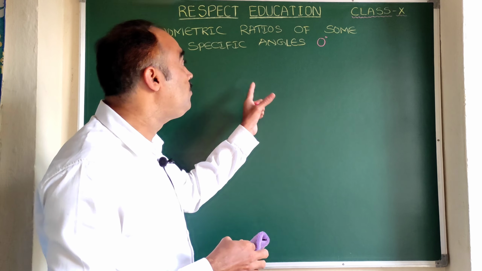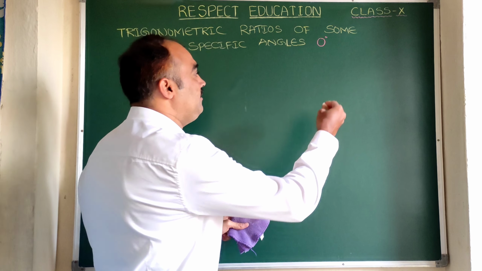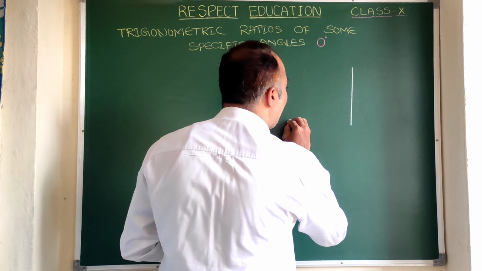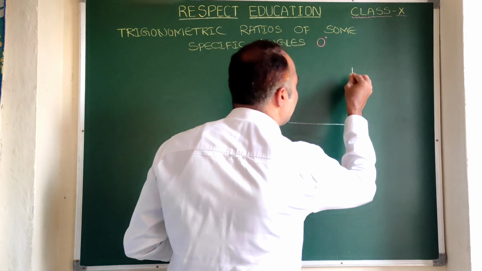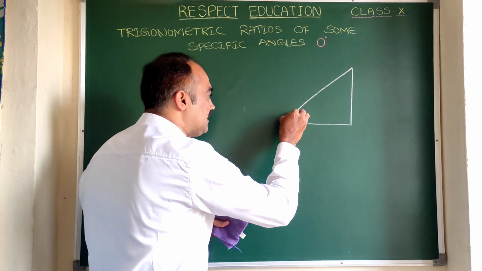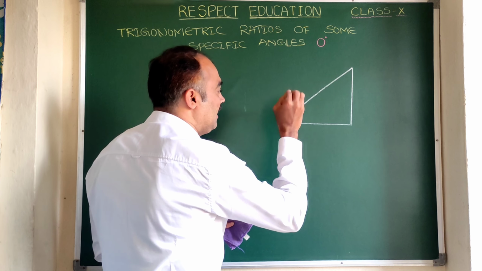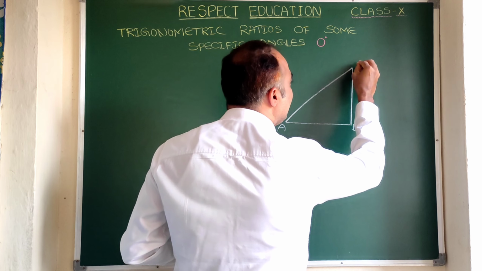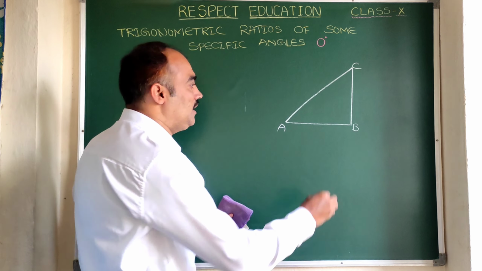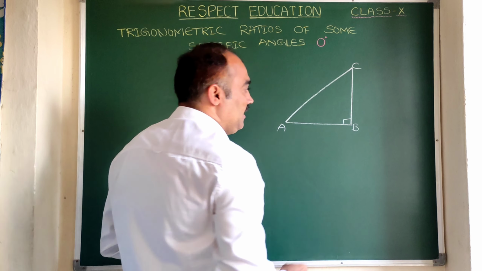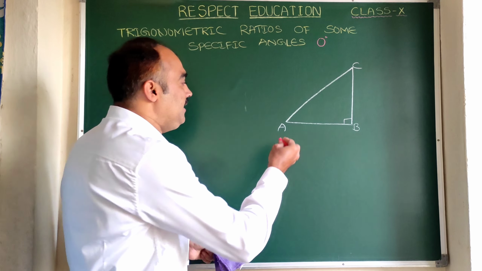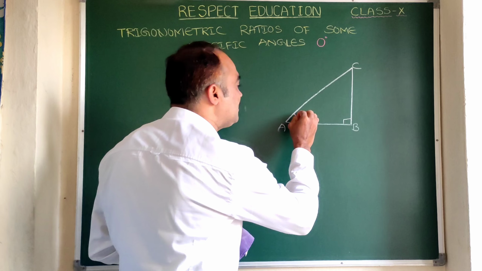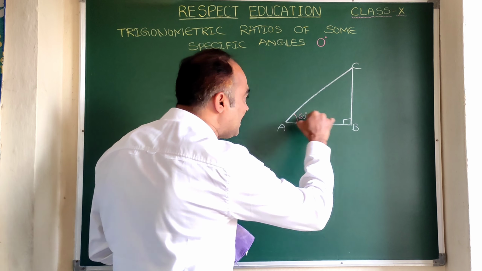Now we see how to get this situation. Actually, we apply all the angles for a right angle triangle, right? So let us consider a right angle triangle. Name it as, for example, A, B, C, right angled at B. Earlier we have seen, if it is 60 degrees, then here the figure looks like this.